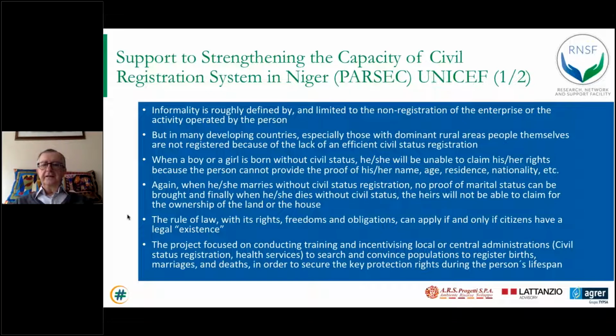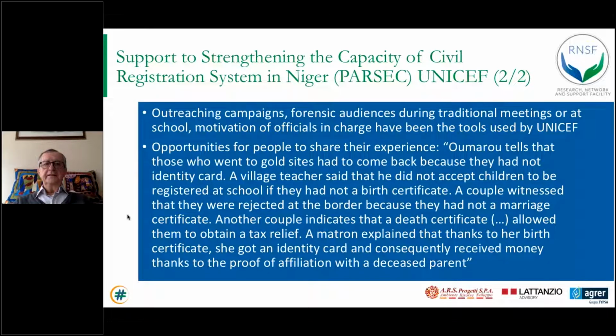So the project focused on conducting training and incentivizing local and central administration, civil status registration, and health services to search for and convince populations to register births, marriages, and deaths in order to secure the key protection rights during the person's lifespan. So the good practices consisted of outreach campaigns, forensic audiences during traditional meetings or at school, and motivation of officials in charge of civil registration.